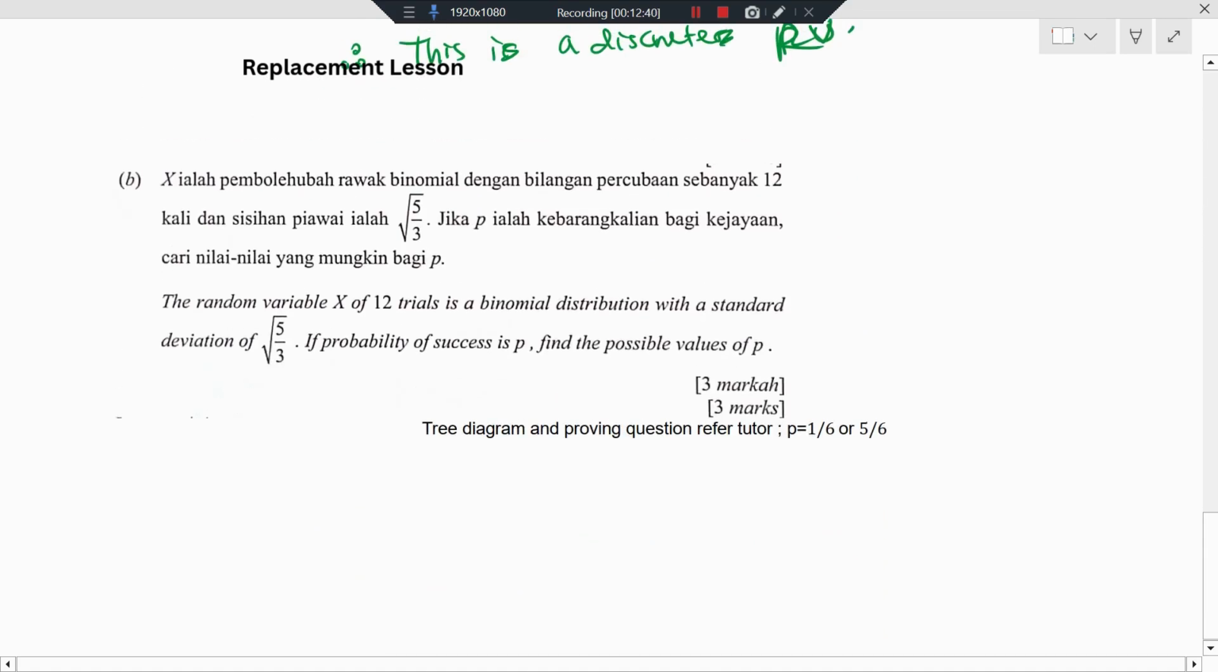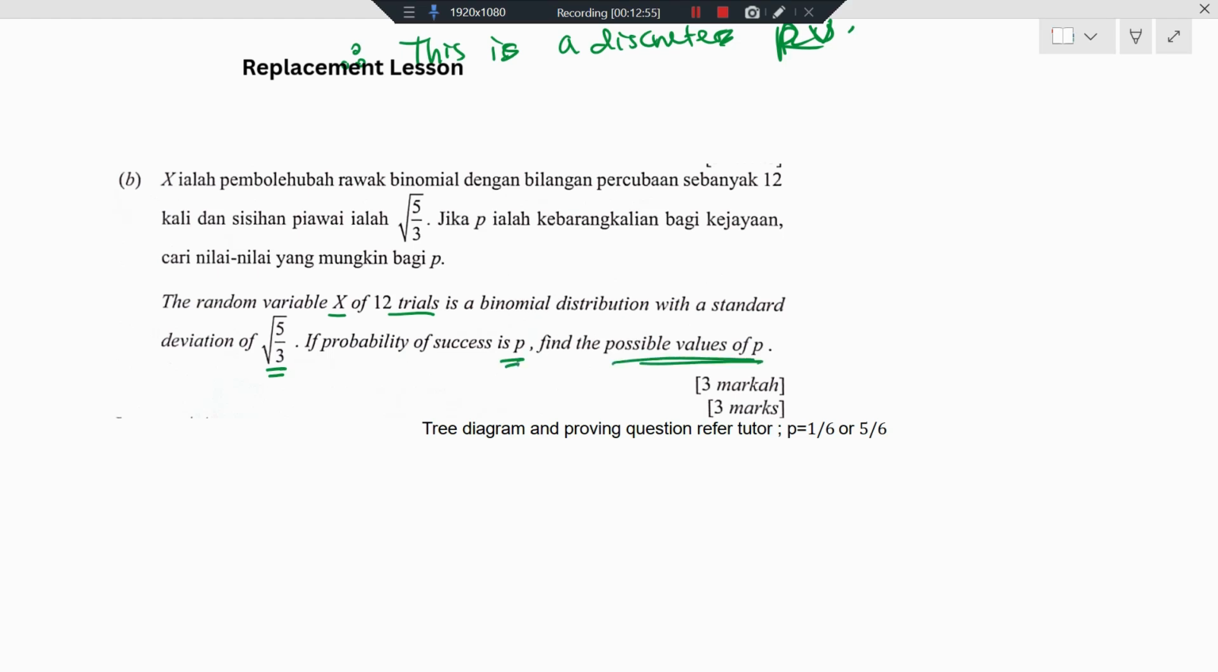Now the random variable X of 12 trials is a binomial distribution with a standard deviation like this. If the probability of success is P, find the possible values of P. So the random variable X is of 12 trials, that means N is equal to 12, with a standard deviation. What is the standard deviation? In the binomial distribution, the standard deviation is the square root of NPQ.